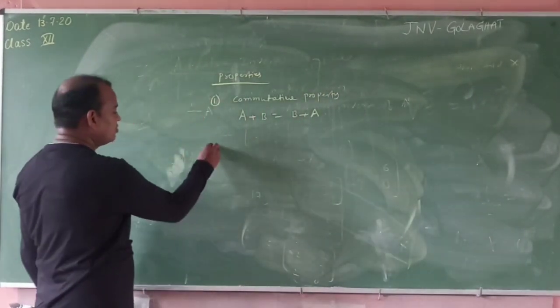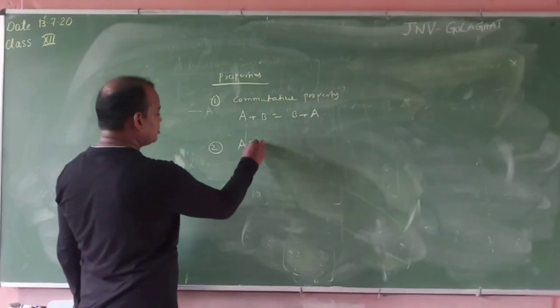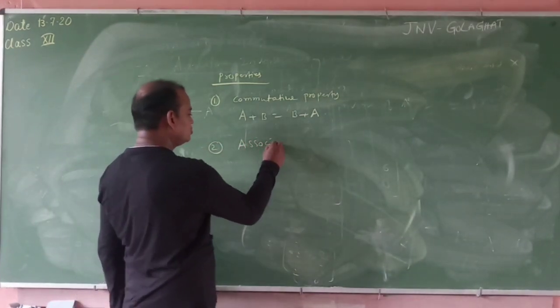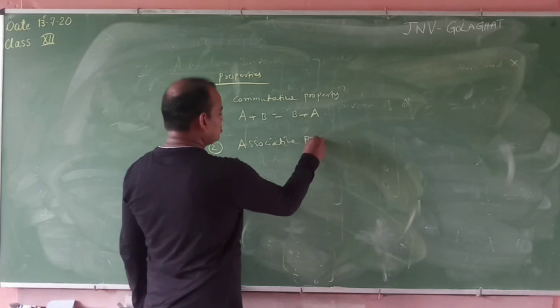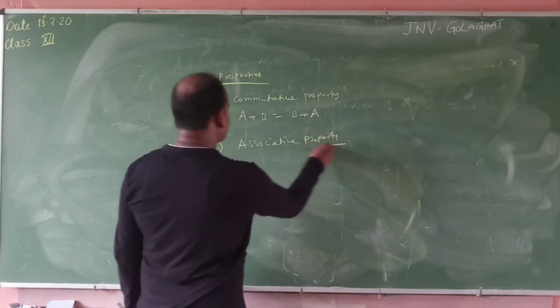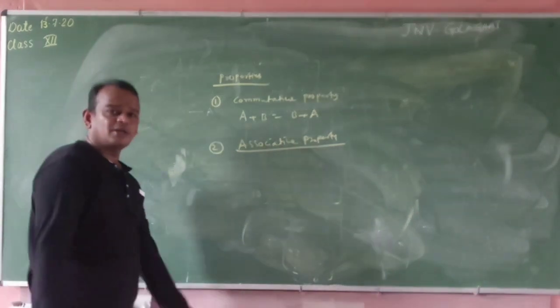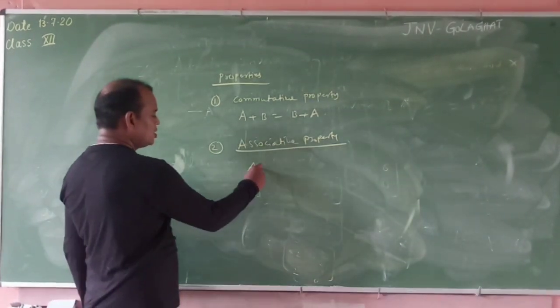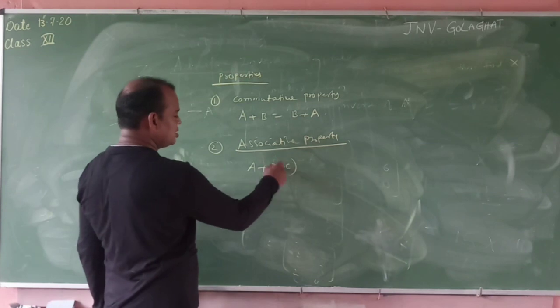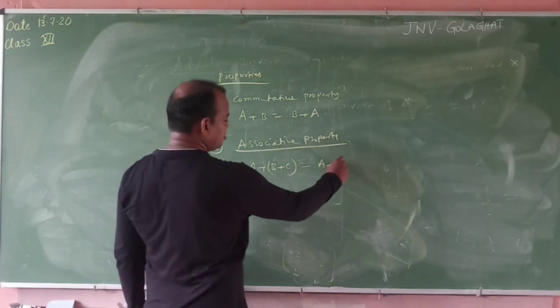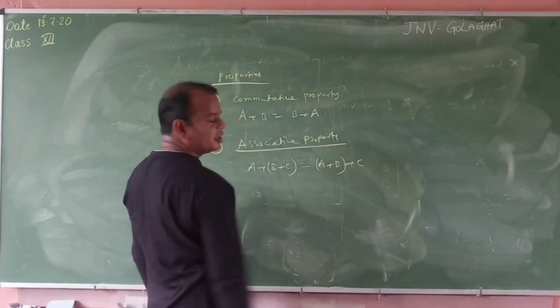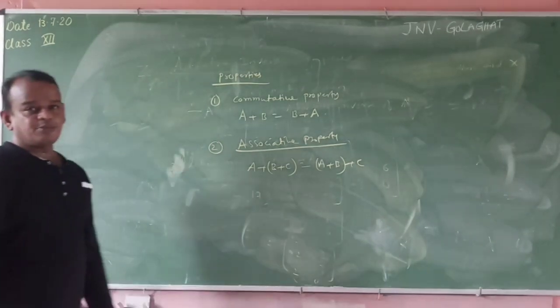Next, the second one is the associative property. In this one we take three matrices of the same order, no problem at all. Now what is that? A plus B plus C is equal to A plus B plus C, with brackets grouped either way. This is called the associative property.